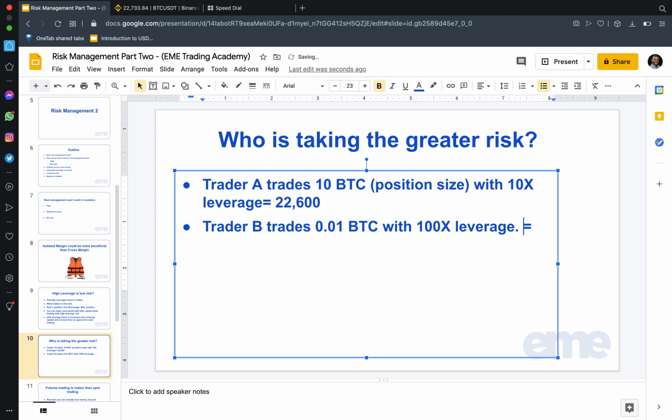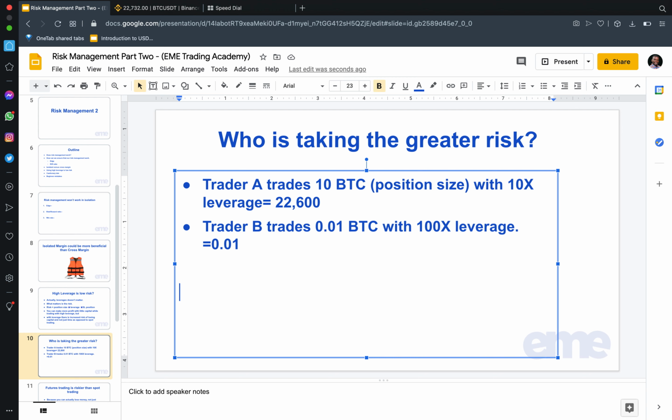A lot of people usually have this stereotype. They believe that if you're trading with high leverage, you're taking a greater risk. To me, that's not the entire picture. You need to consider the position size, and you need to consider the stop loss position. You could be trading with high leverage and taking a lesser risk than someone trading with low leverage. The question is, what is the position size? If you're trading one BTC with 100x leverage, you could be taking a lesser risk than someone trading 100 BTC with 10x leverage.